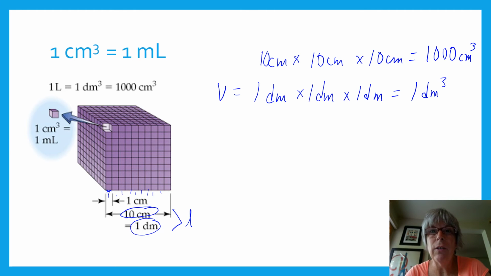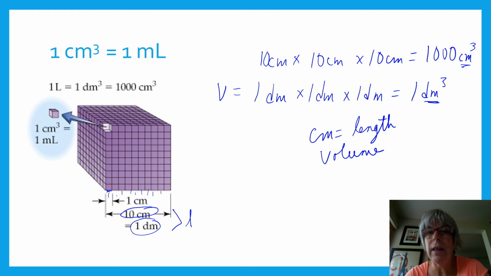The shape is equivalent to 1 cubic decimeter. So units of volume are written with cubic units. Centimeters is a unit of length. But when we go to volume and we multiply that length times its width times its height, we get units of cubic centimeters or cubic decimeters.